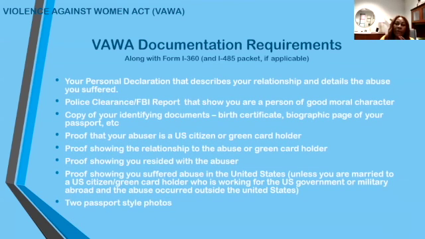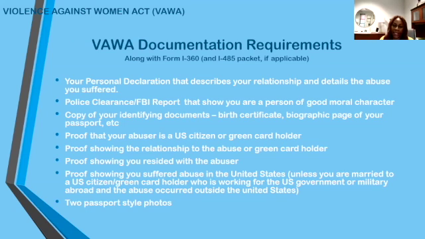Now, the other documents you need to put in your VAWA package would be your personal declaration. And I'm going to go into what your personal declaration should contain. It really is what describes your relationship and details the abuse you've suffered in that relationship. This is your voice telling your story, and this is the most important part of the VAWA petition, right? If you can be as specific as you can, that's helpful, because the more specific you are, the more credible your story is, okay?